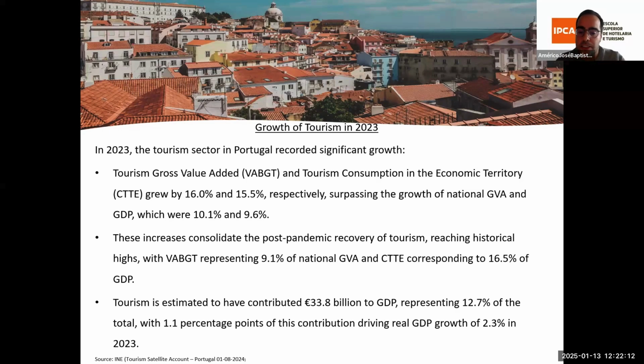TCTE corresponding to 16.5% of GDP. Tourism is estimated to have contributed 33.8 billion to GDP, representing 12.7% of the total, with 1.1 percentage points of this contribution driving real GDP growth of 2.3% in 2023.